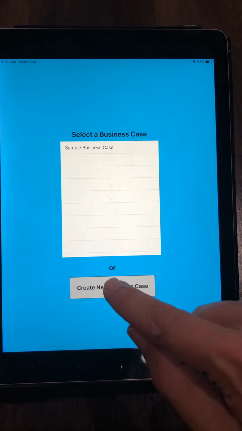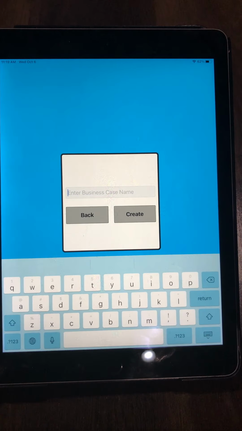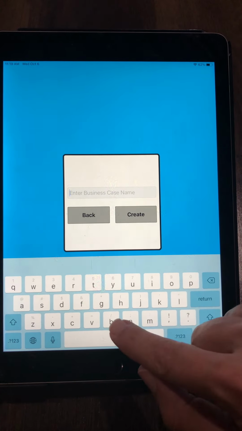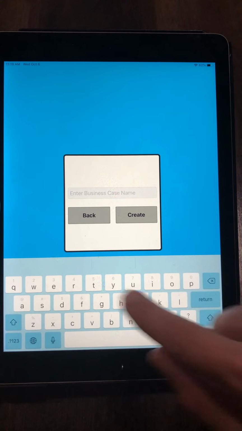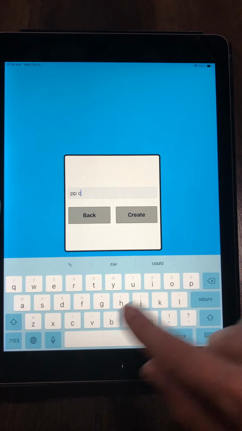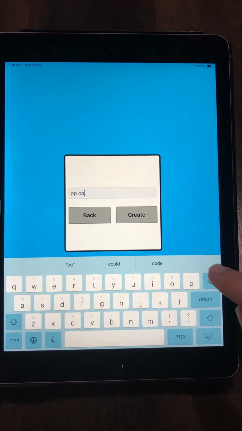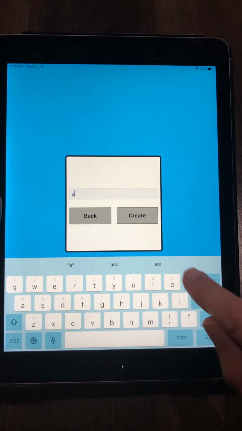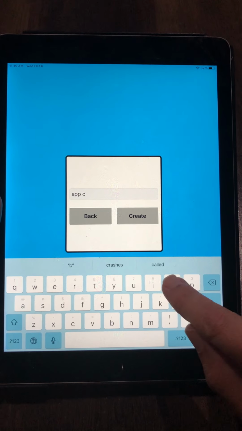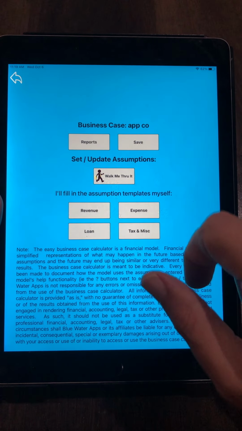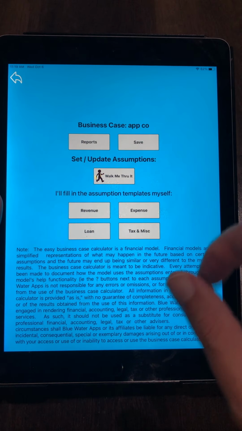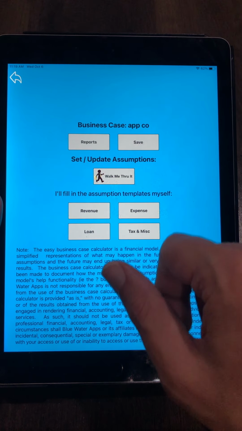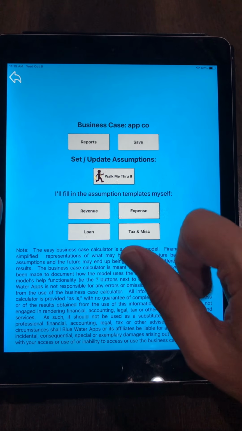Now, I've already purchased, so I'm going to create a new business case. For the new business case, I'm just going to name this AppCo for App Company. Oops, helps if I spell it right. And I'm going to hit create. Now, you get your final reports, but we haven't done anything, so there's nothing to report. We haven't done anything, so there's nothing to save.